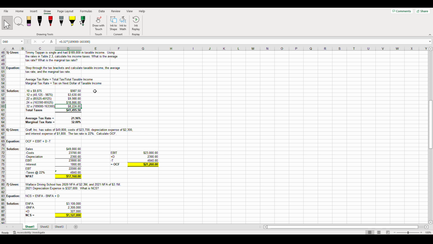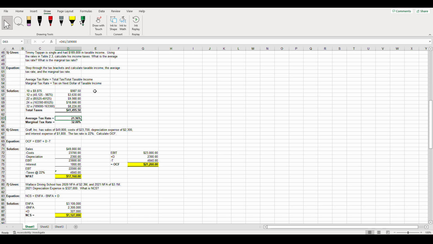is 32%, and that's 32% on the difference between 189,000 and 163,300, and that gives you $8,224 of taxes. Add all those up using the equal sum function, equal sum D56 colon D60. That takes all of these tax brackets into account, and it gives me a total tax bill of $41,495.50. Then to answer the question, the average tax rate is total tax bill, equal D61, divided by taxable income, 189,000, and I get an average tax rate of 21.96%.